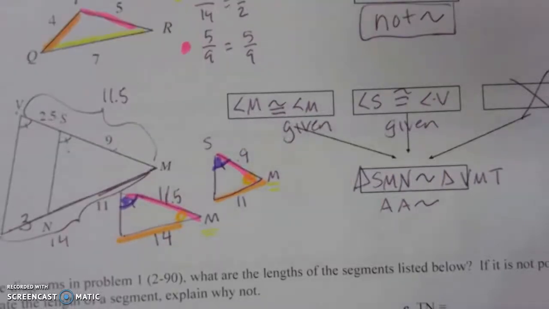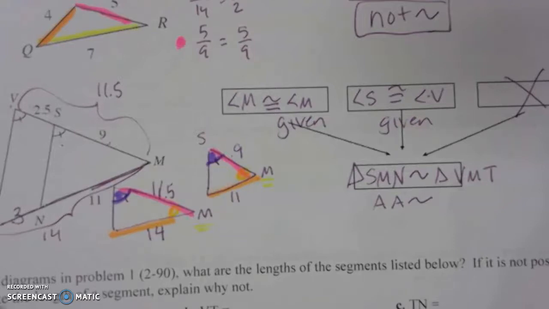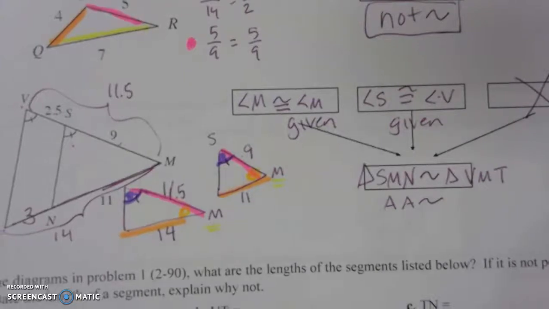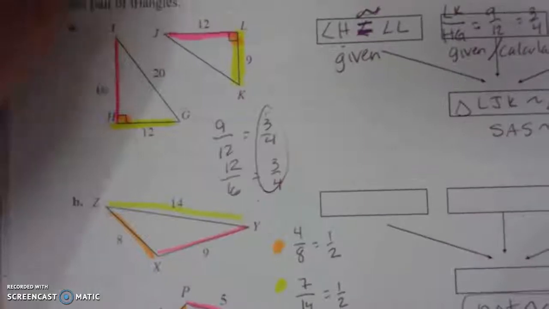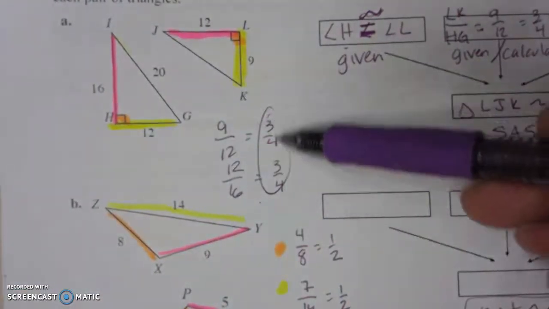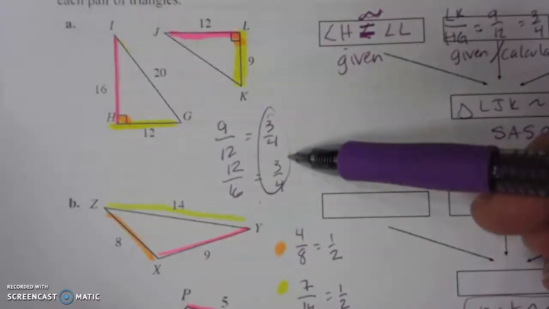Okay, all right. Now we're going to go back and look at our different pictures. For the diagrams, what are the lengths of the segments listed below? If it's not possible to calculate the length, explain why not. So for number one, we want to know the measure of JK. So we're going to come back up here. This is JK.